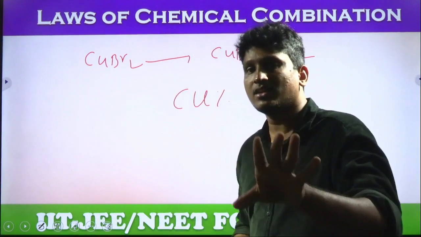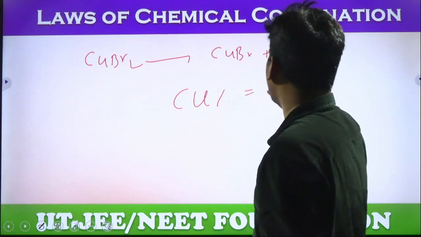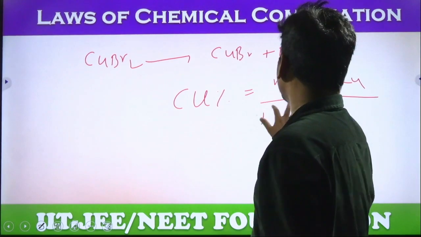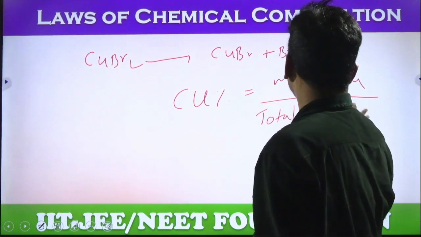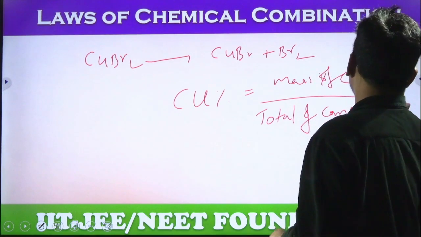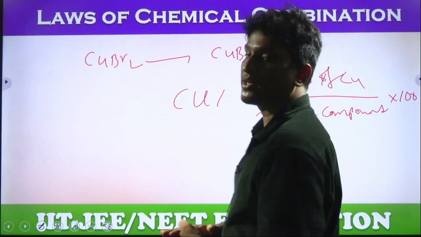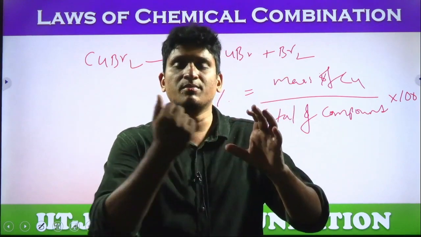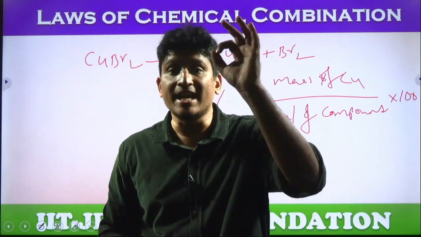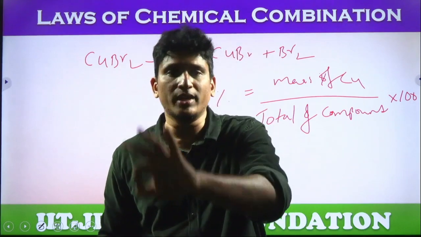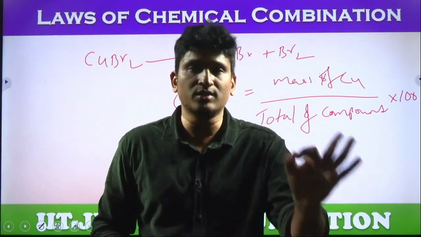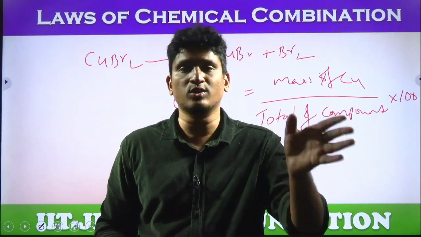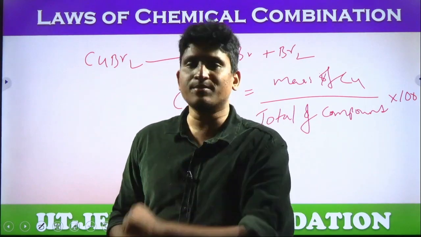So how to find the percentages of these elements? We have a formula. Mass of copper by total mass of the whole compound into 100. This is the percentage. Students, if you find the percentage of copper, 100 minus the percentage of copper, what is the remaining percentage? Percentage of bromine, right? So by examining the percentage of bromine in CuBr and CuBr2, cuprous, cupric, you will find the ratio. Now you answer, what is the ratio of bromines which are combining with copper? 1:2 ratio, yes or no? By atoms you can answer, yes or no, students?